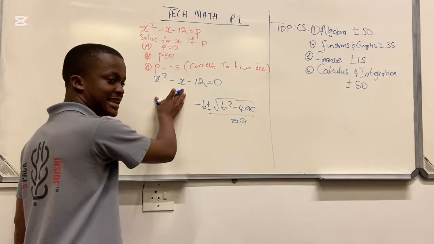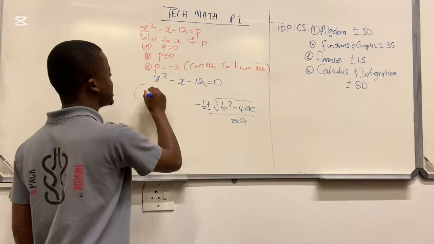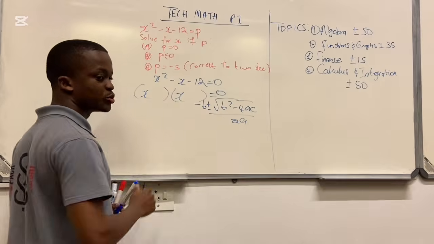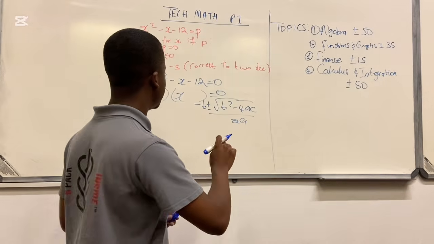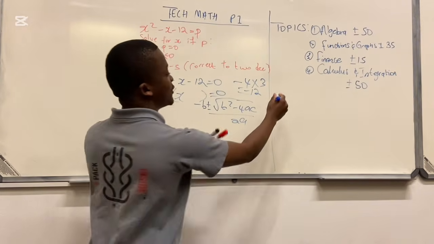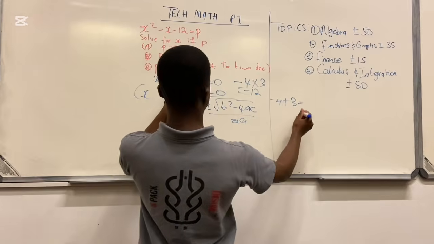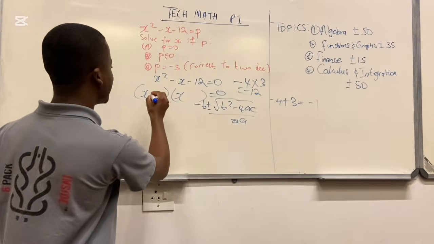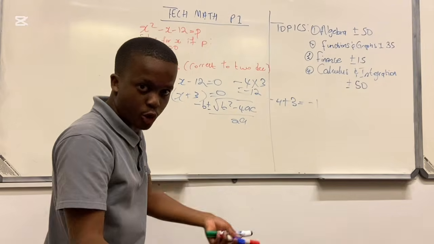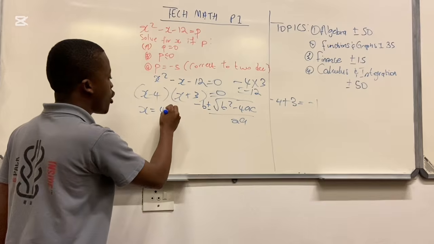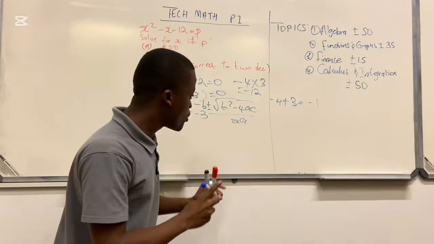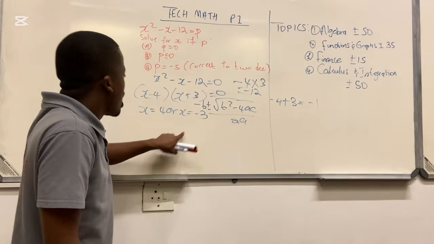But if you are using your brackets, of course you'll have x minus 4 and x plus 3 equal to 0. Negative 4 times 3 gives us negative 12. Negative 4 plus 3 gives us negative 1. Can you see? So we'll have negative 4 and plus 3, equated to 0. So x is equal to 4 or x is equal to negative 3. Now, if you are using your quadratic formula, it will give you negative 3 and positive 4.